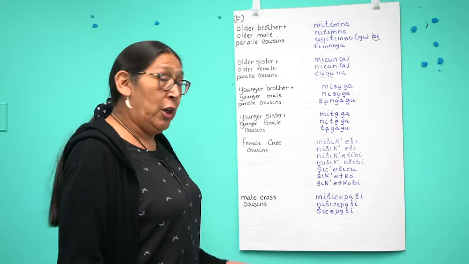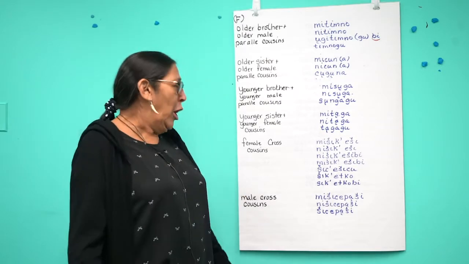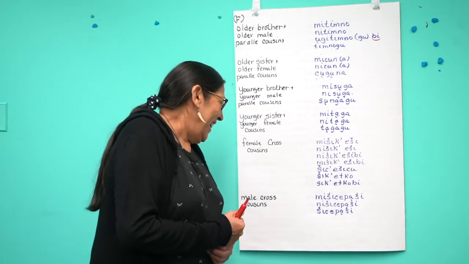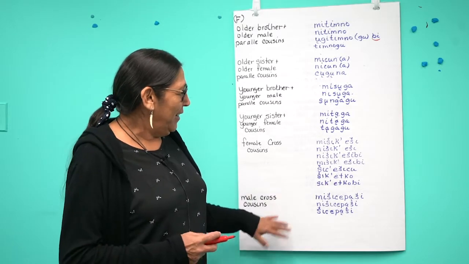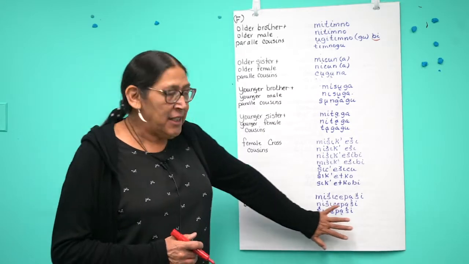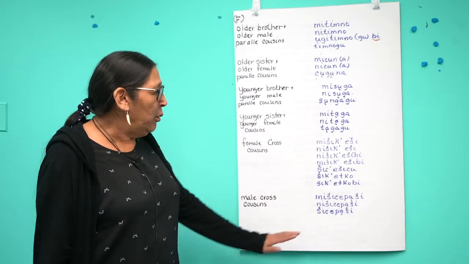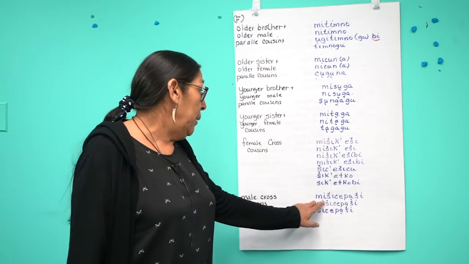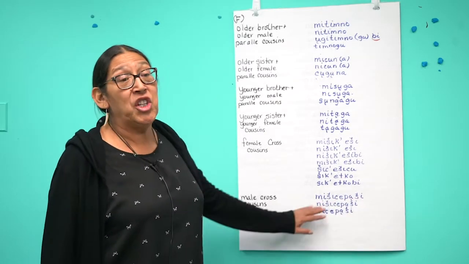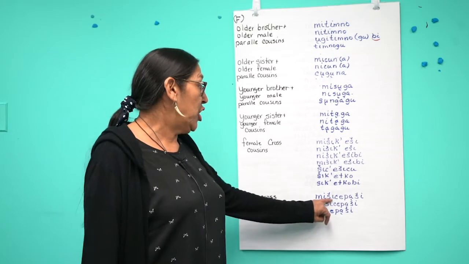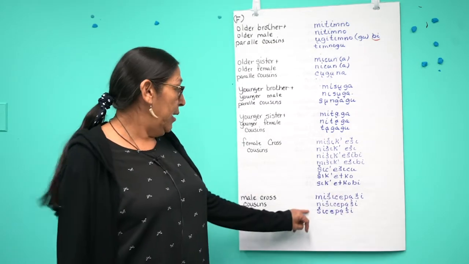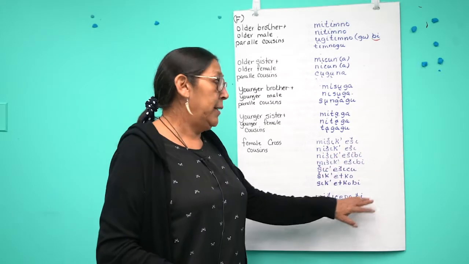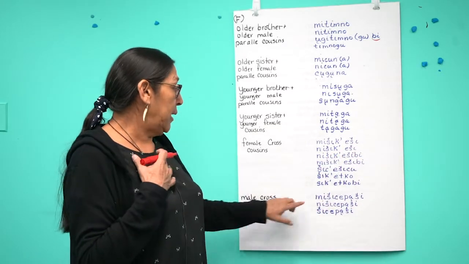Okay, we're going to go on. I thought that was probably a rough one, a real Nakoda word. Now, your male cross cousins. This is what I always called my cousin Diane. I guess I was saying it wrong. Mishichipashi. There we go. And that is your male cross cousins. That's what you would call all your male cousins.